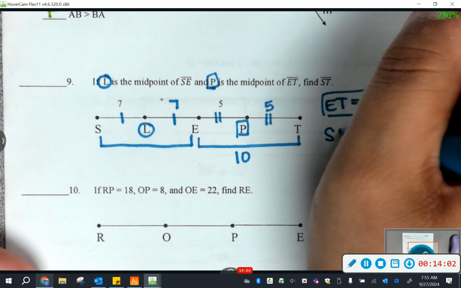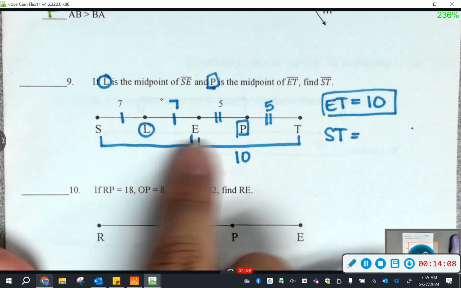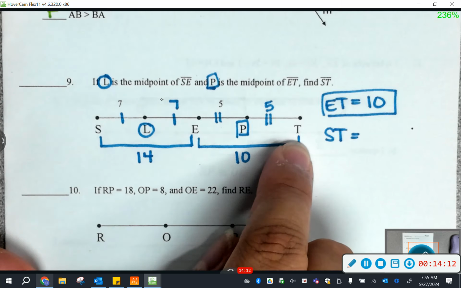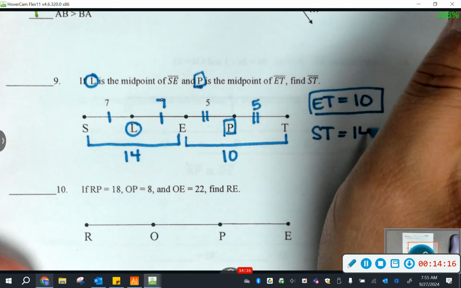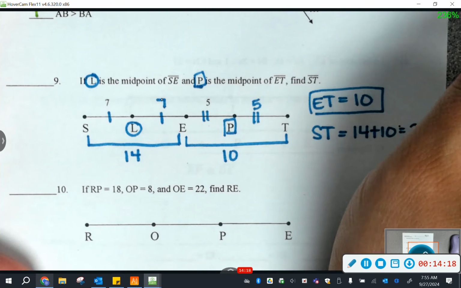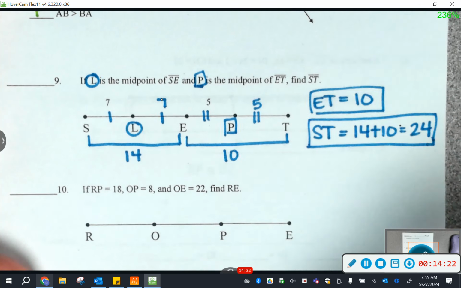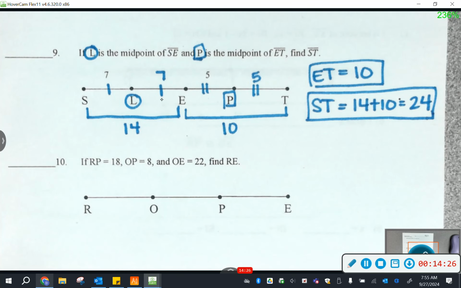What about ST? How do we get 14? Be careful. You're close. SE is 14. What is S all the way to T? 24. How'd you get that? 14 plus 10 is 24. Add the whole thing. Midpoint means they're the same on both sides.